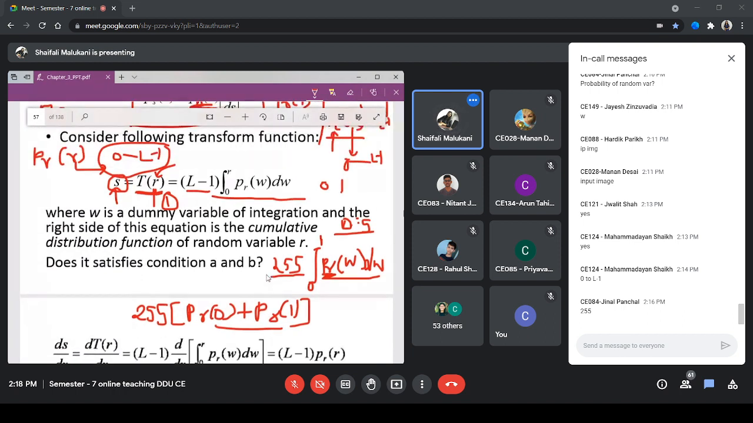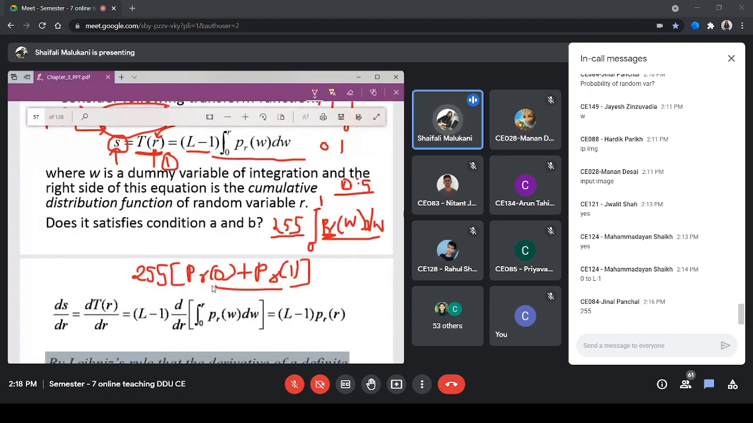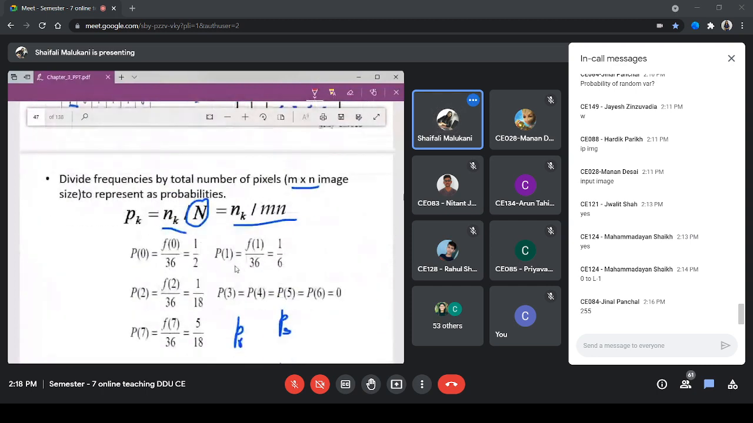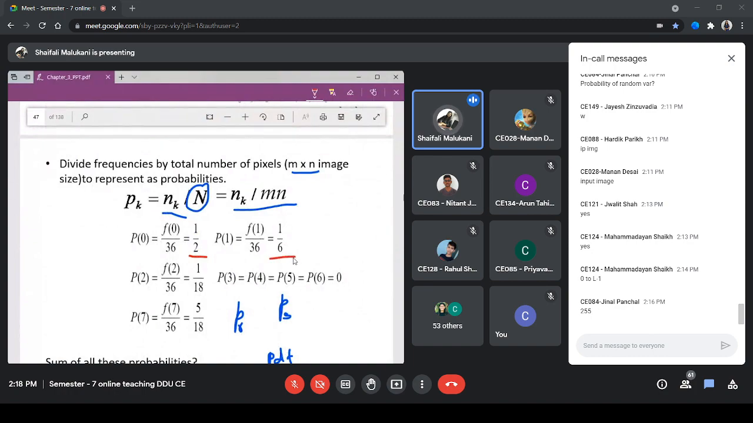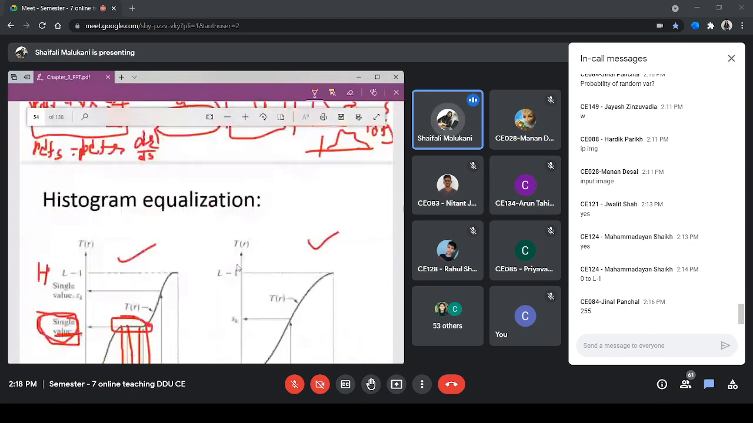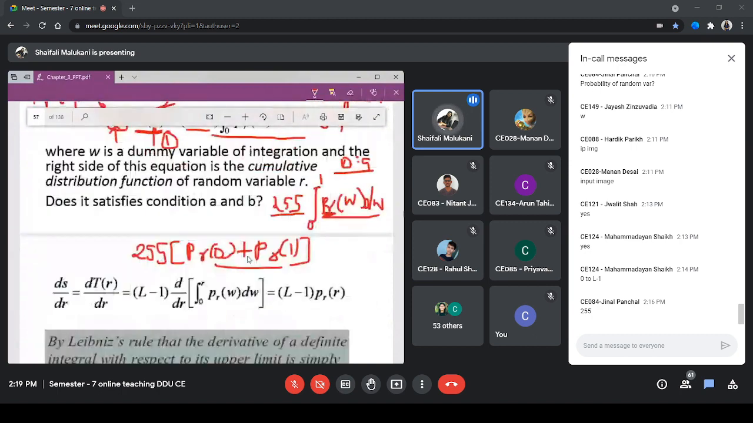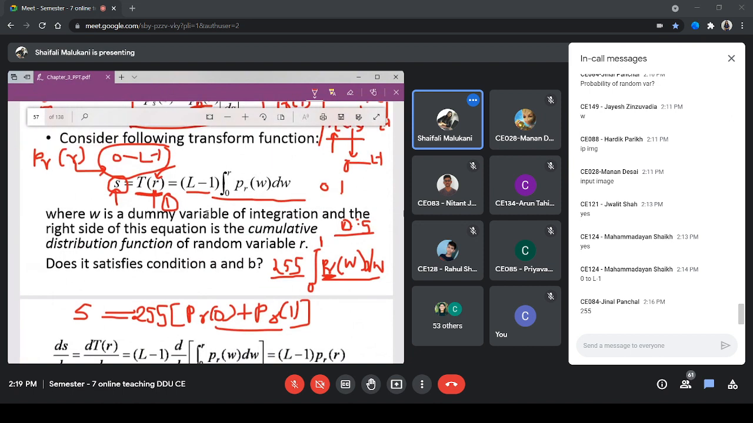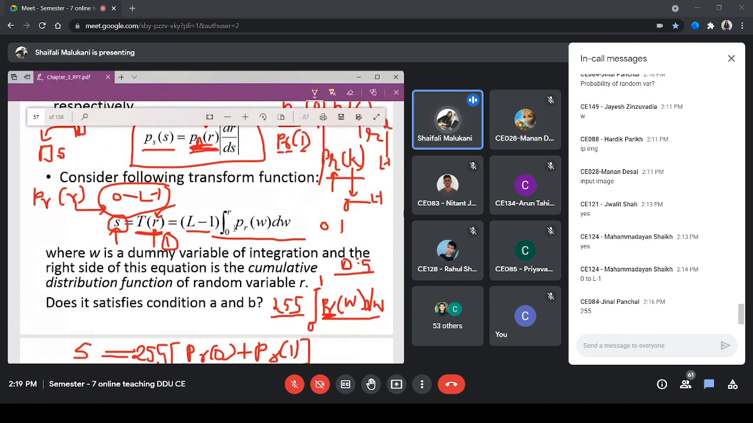So this is how it works. If you take the probability of occurrence of 0, in our case here it was 0.5, and the probability of occurrence of 1 was 1 by 6. So 0.5 plus 1 by 6, into L minus 1, whatever it is. In that case it was 7, here it is 255, and whatever value you get will be your new value S. If I perform the entire job like that, then histogram equalization will take place, right?